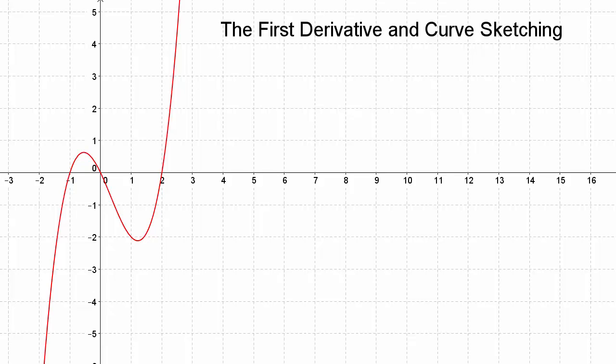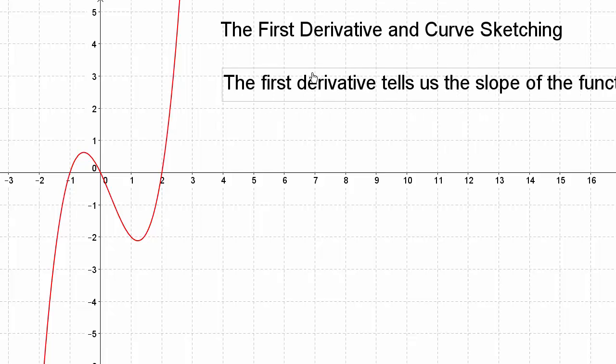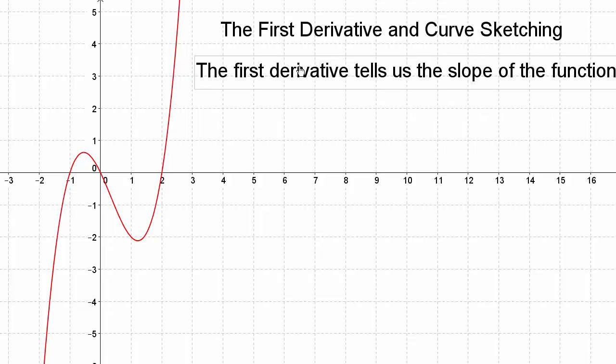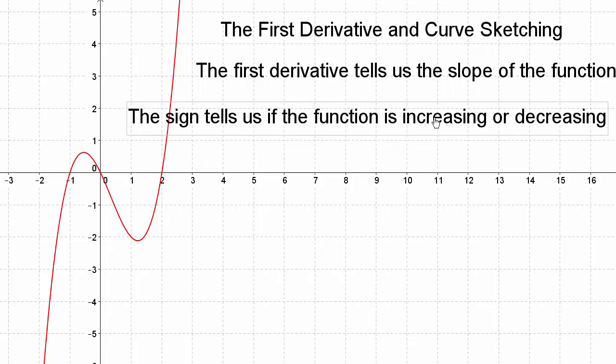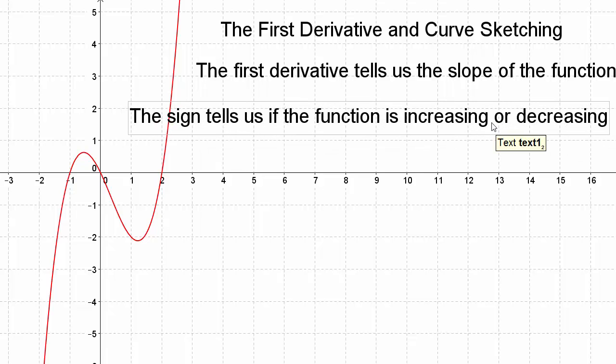We're going to look at the role of the first derivative in curve sketching. What's useful about the first derivative, of course, is that it tells us the slope of the function. And so if we take a look at this function right here, if we know the derivative, we know what the slope is in various places. The sign of the derivative tells us if the function is increasing or decreasing.